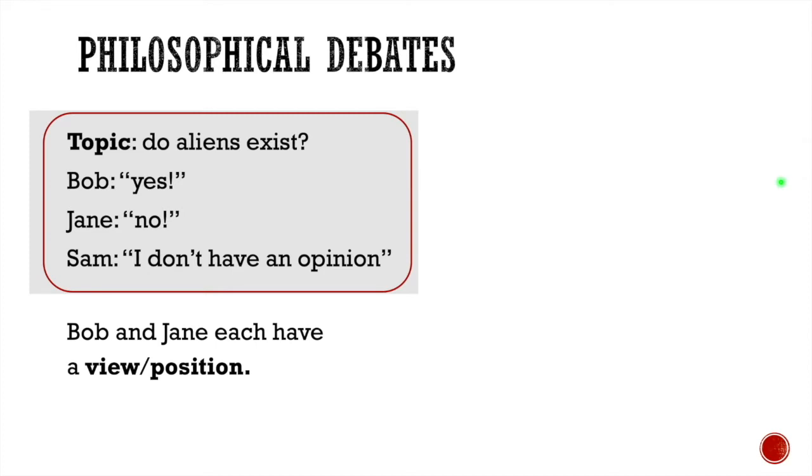So on this topic, we say that Bob and Jane each have a view, or we say that Bob and Jane each have a position. They have different positions on the matter, whereas Sam is neutral. He doesn't have an opinion. Sometimes we might also say that he's agnostic.